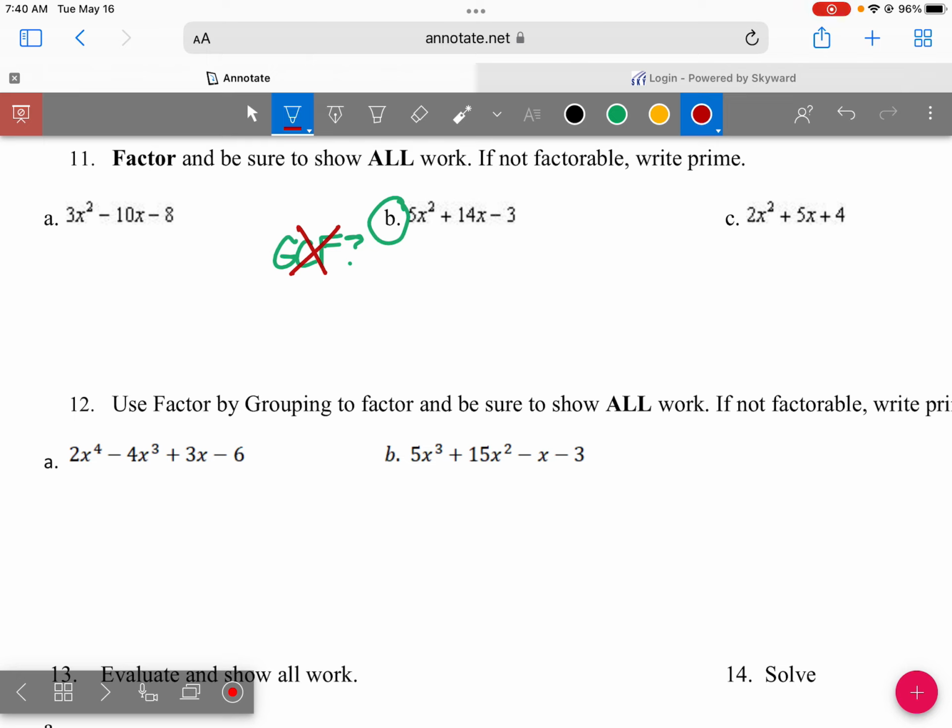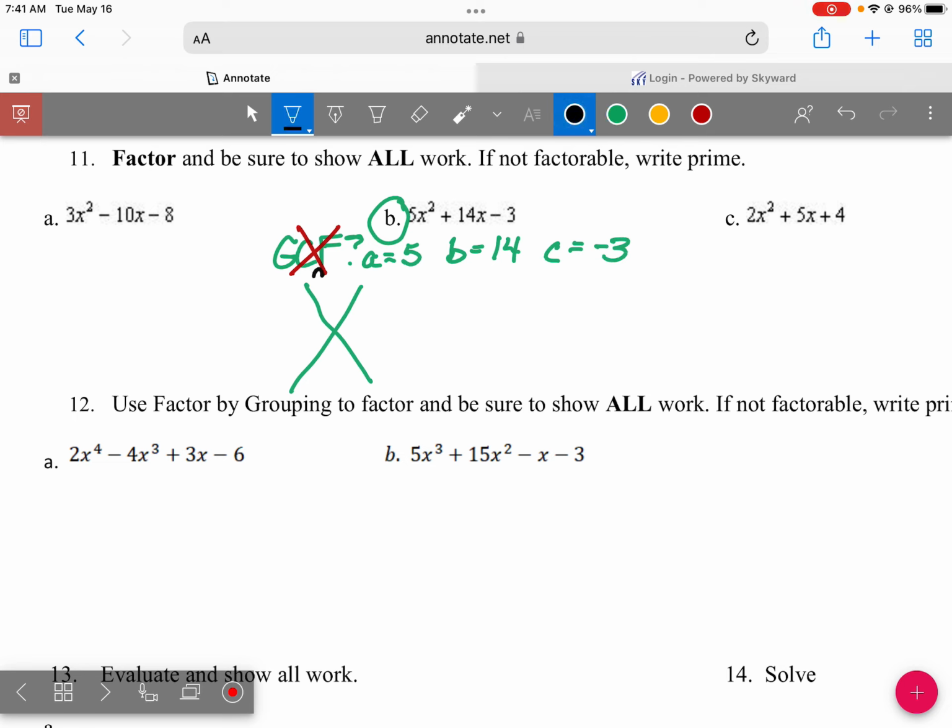What should I try next? Does anybody recall? Xbox, yeah. So we can say A is equal to 5. Remember, it's only the coefficients or the constants. B is equal to 14. And C is equal to negative 3.